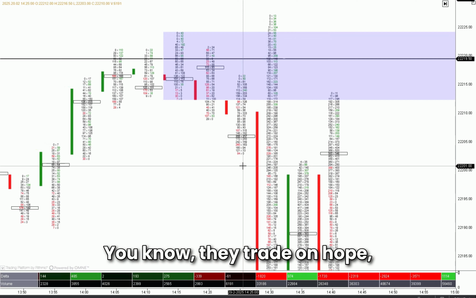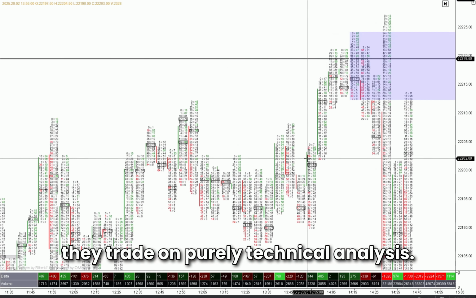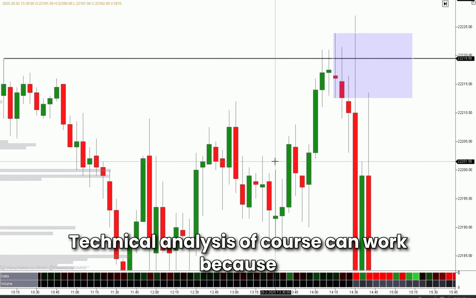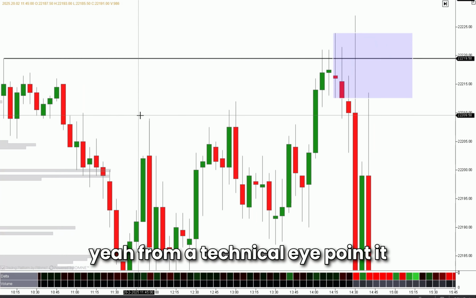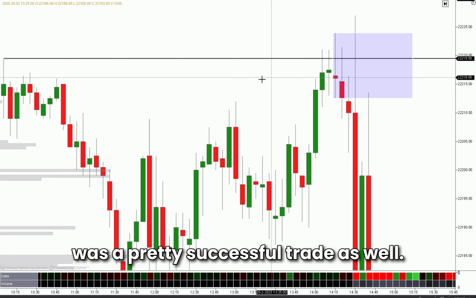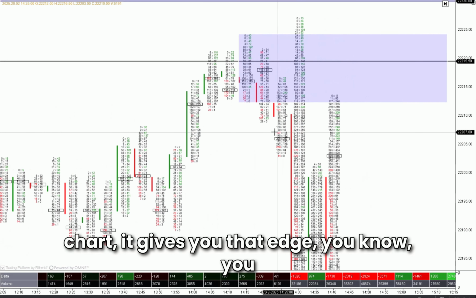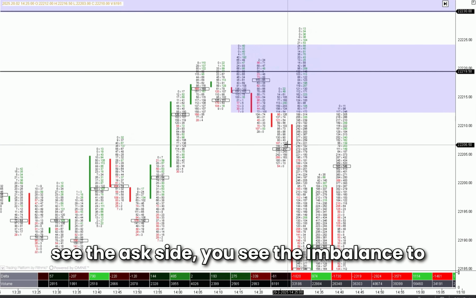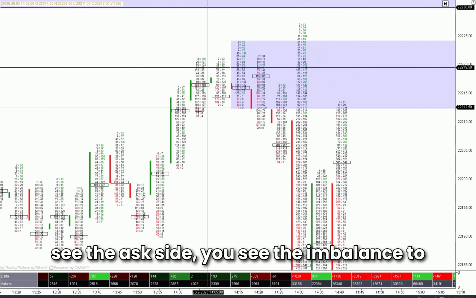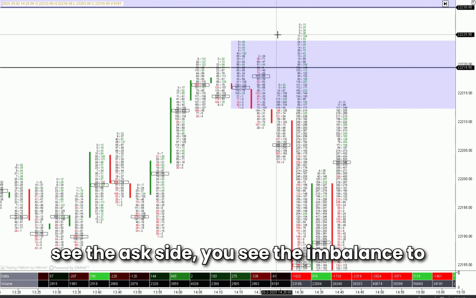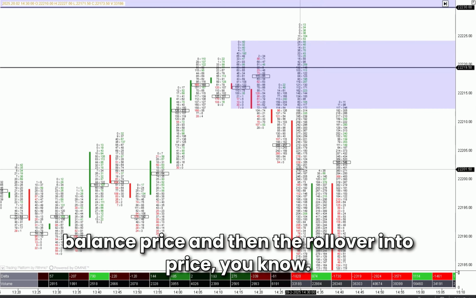They trade on hope. They trade on purely technical analysis. Don't get me wrong, technical analysis can of course work, because from a technical point of view it was a pretty successful trade as well. But if you dive deeper into the footprint chart, it gives you that edge. You see the ask side, you see the imbalance to balance in price, and then the rollover in the price.